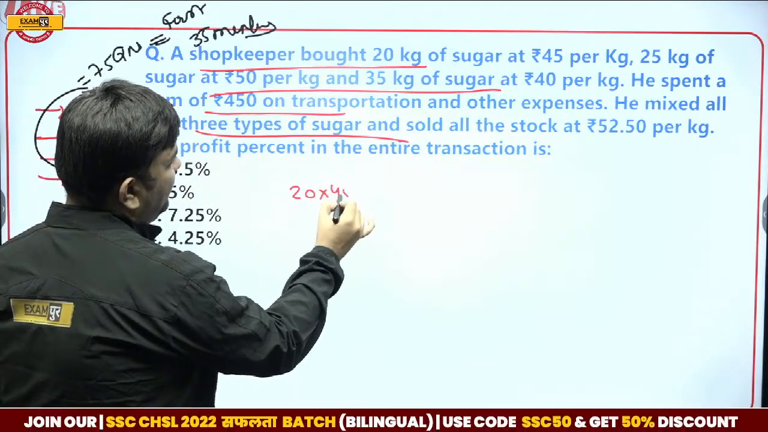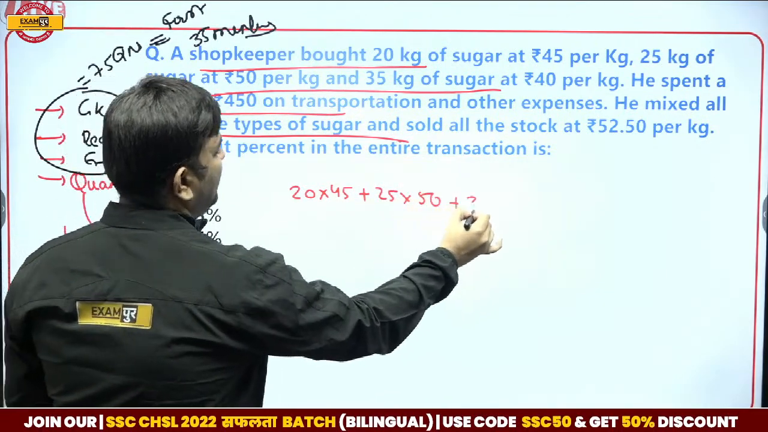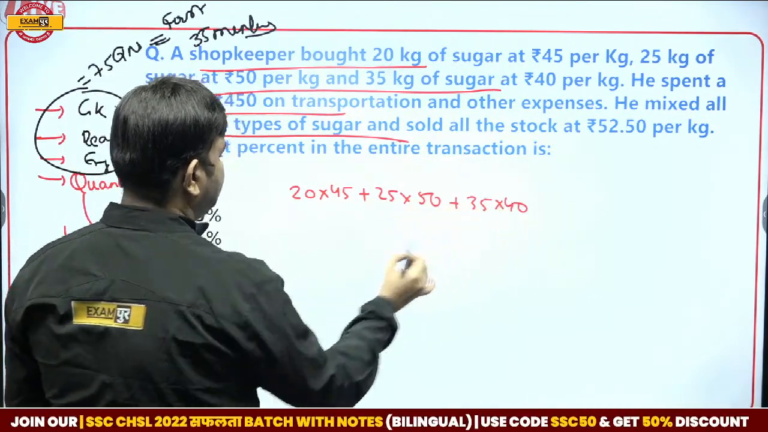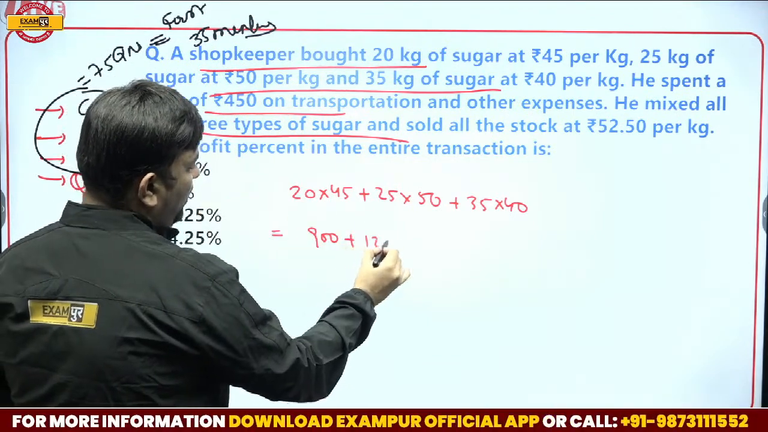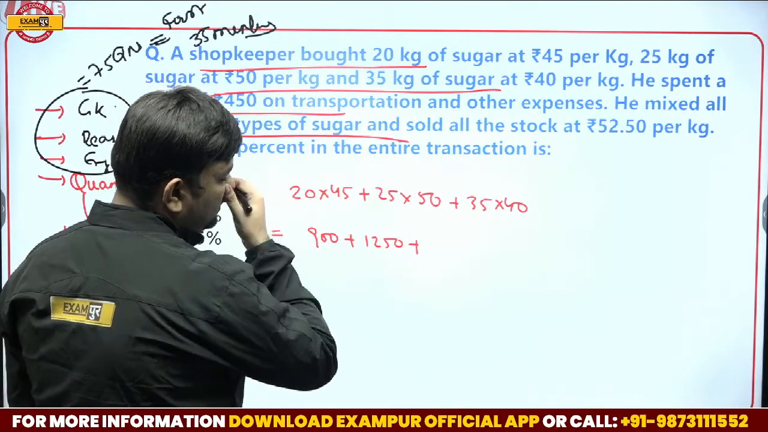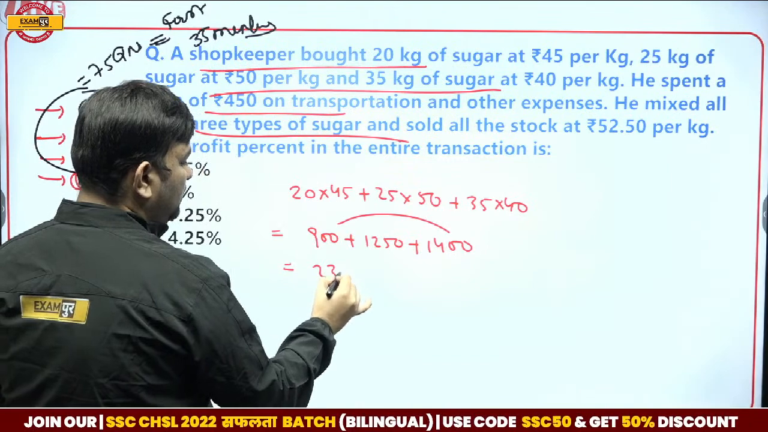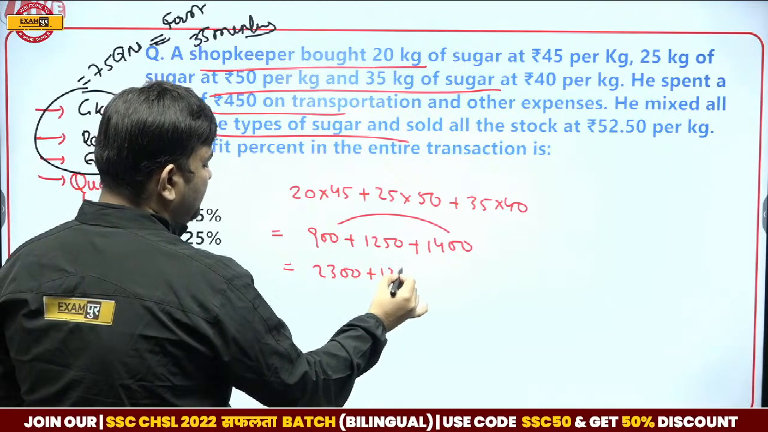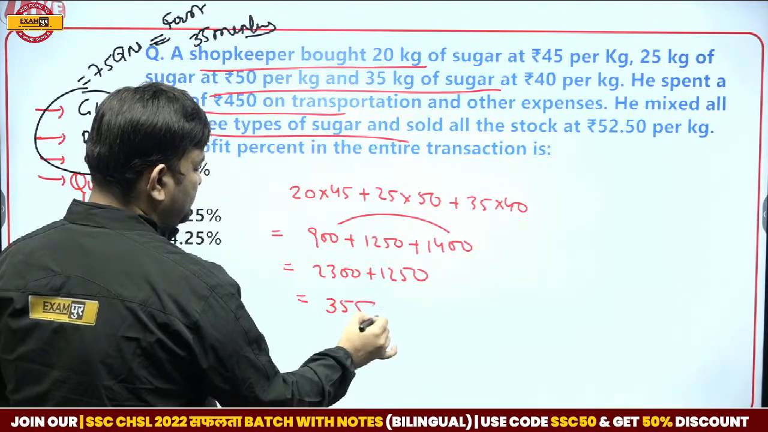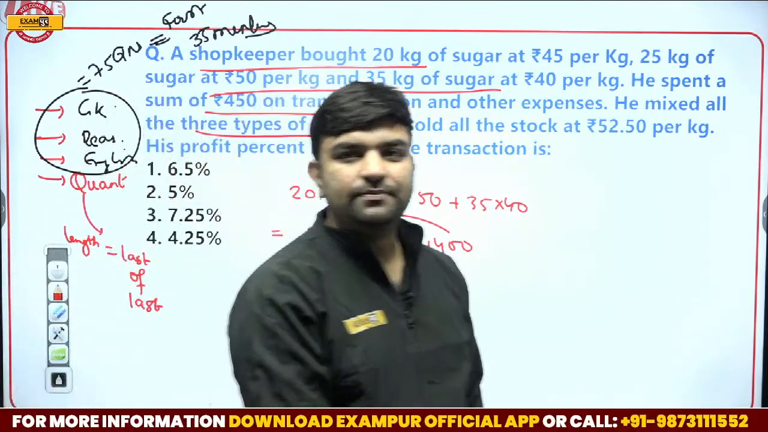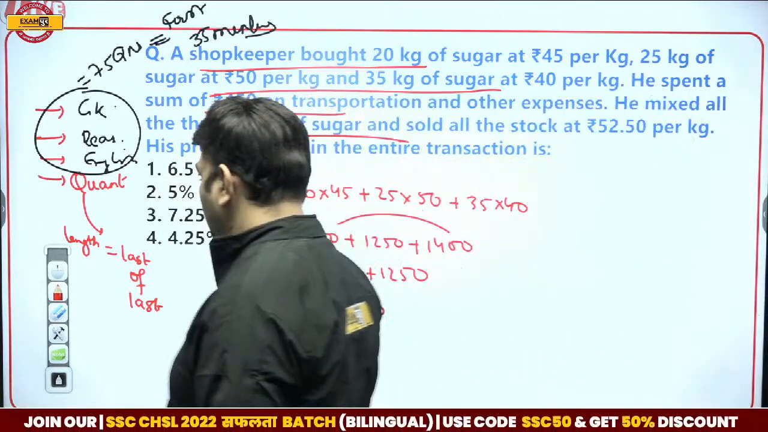20 kg sugar for 45, 25 kg sugar for 50, and 35 kg for 40. So 900 rupees plus 1250 rupees plus 1400 rupees. 2300 plus 1250 is 3550. 3550 rupees, my dear. 3550 spent.